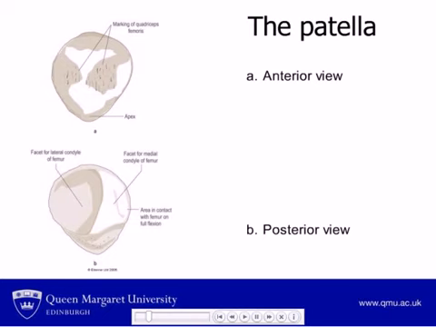The patella is important in assisting the quadriceps tendon to lie more anteriorly relative to the knee joint axis. It changes the angle of pull. It helps increase the lever arm of this muscle, giving it a greater mechanical advantage.